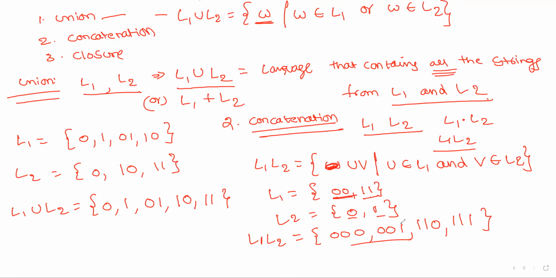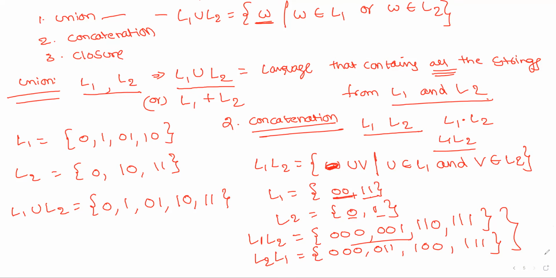Now the third point, observe, L1 L2 is not equal to L2 L1. That is 000, 001, 110, 111 versus 000, 100, 011, 111. Observe, the strings are different. The concatenation of two languages is not commutative. Commutative would mean L1 L2 is equal to L2 L1.